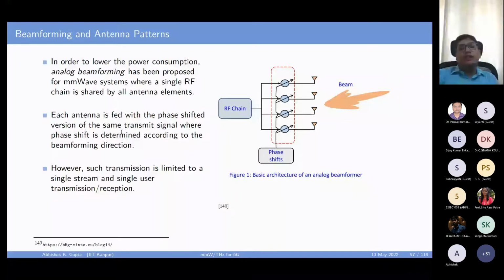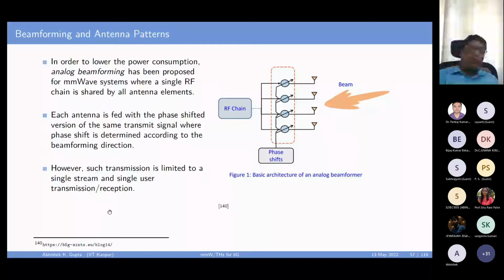The problem is you cannot do RF-domain digital beamforming or digital processing here. So the whole thing is applied together to all frequencies. So you cannot have single stream or single user transmit options.